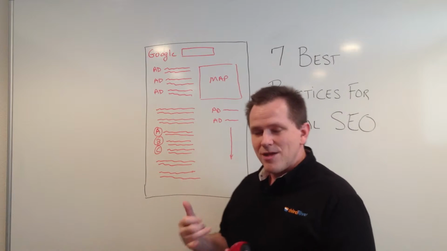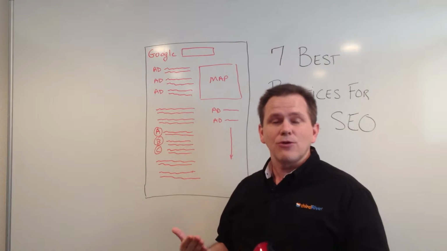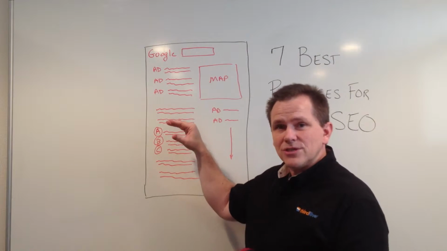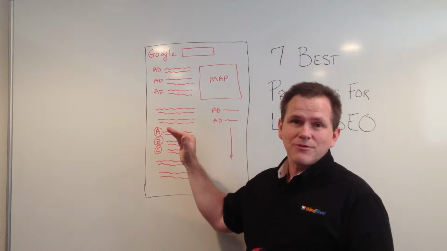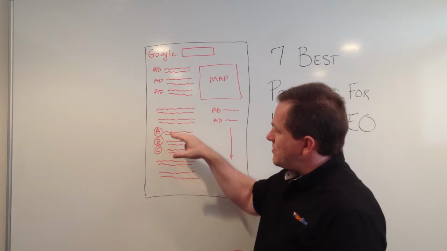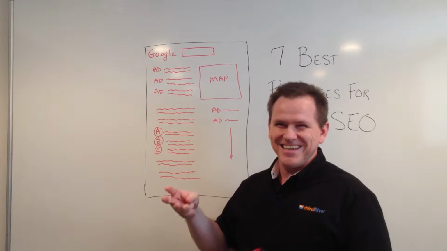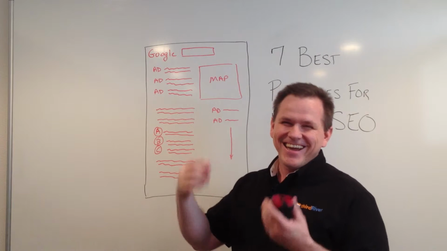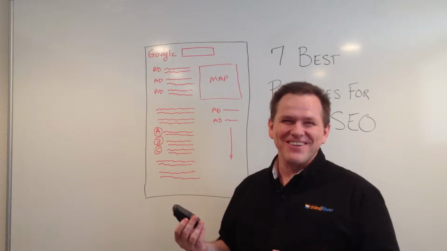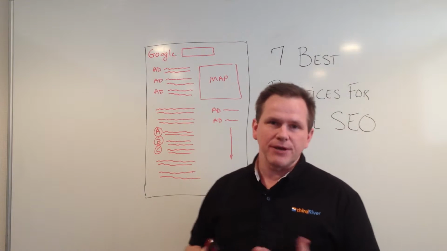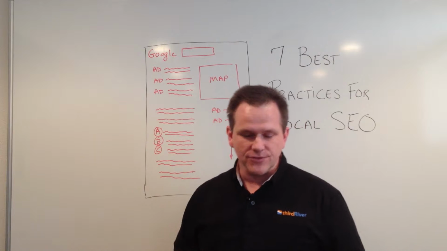We've typically got an A, B, C, and depending on the category you're searching for, you may have up to 7. So it's either a 3-pack or a 7-pack. So you've got A, B, C, or A through G, I believe. A, B, C, D, E, F, G. Anyway, I've got to figure out my alphabet. But that's kind of the different aspects of a local search. So that's first of all.